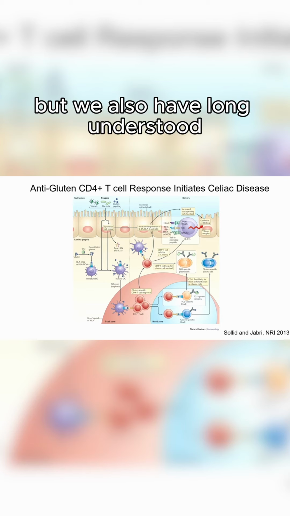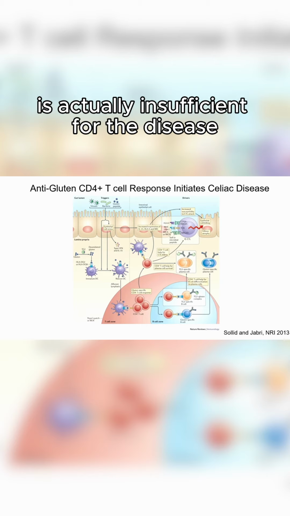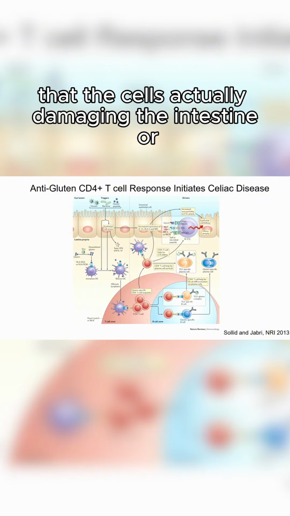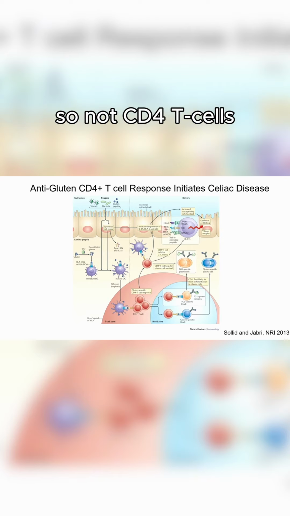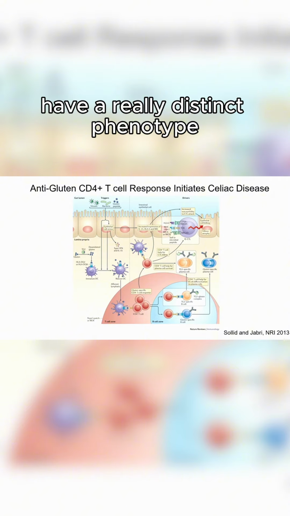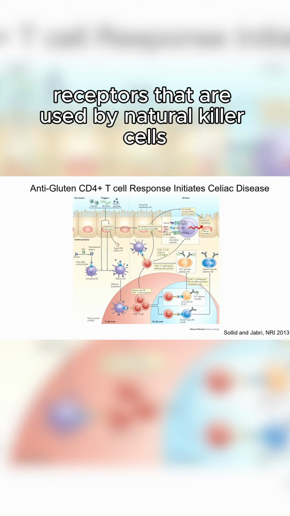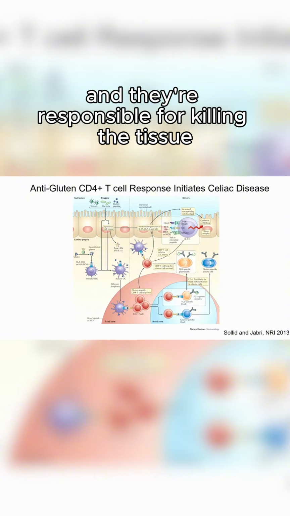But we also have long understood that CD4 T cell immunity, although necessary for the disease, is actually insufficient for the disease. And we've appreciated now for quite some time that the cells actually damaging the intestine or responsible for killing the intestinal tissue are in fact different types of T cells. So not CD4 T cells, but IELs that are either CD8 or gamma delta T cells. And these cells have a really distinct phenotype in that they express NK receptors that are used by natural killer cells. So they have these innate-like immune properties, and they're responsible for killing the tissue.